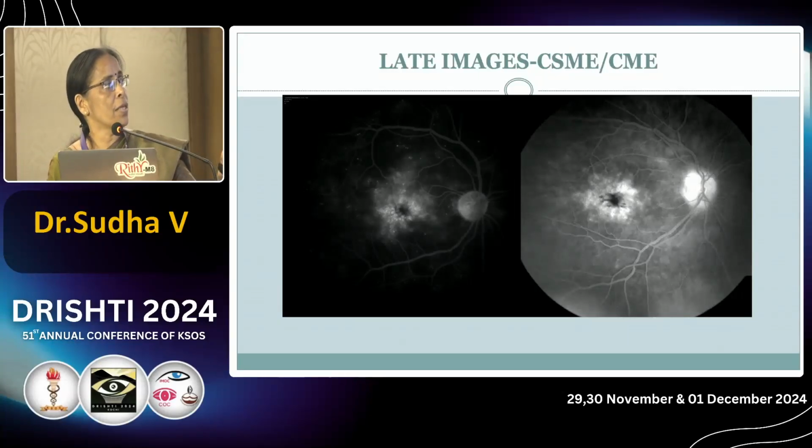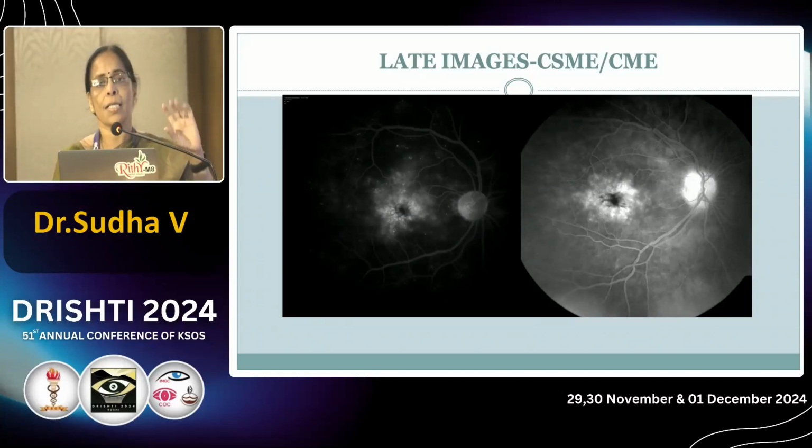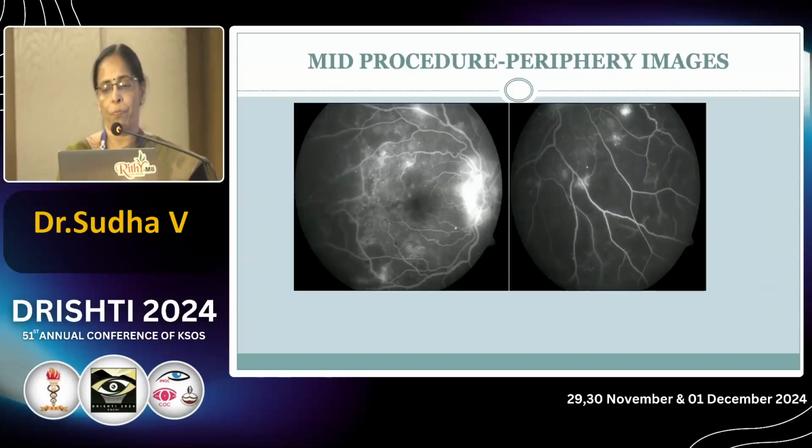The late picture, if you can see, is only used to identify whether this is cystoid macular edema of cataract surgery, post-cataract, or of a DME. How do you identify that? See the disc. The disc is shining in the second picture, which is telling you that this is not DME, but cystoid macular edema, right? Irvine-Gass syndrome.